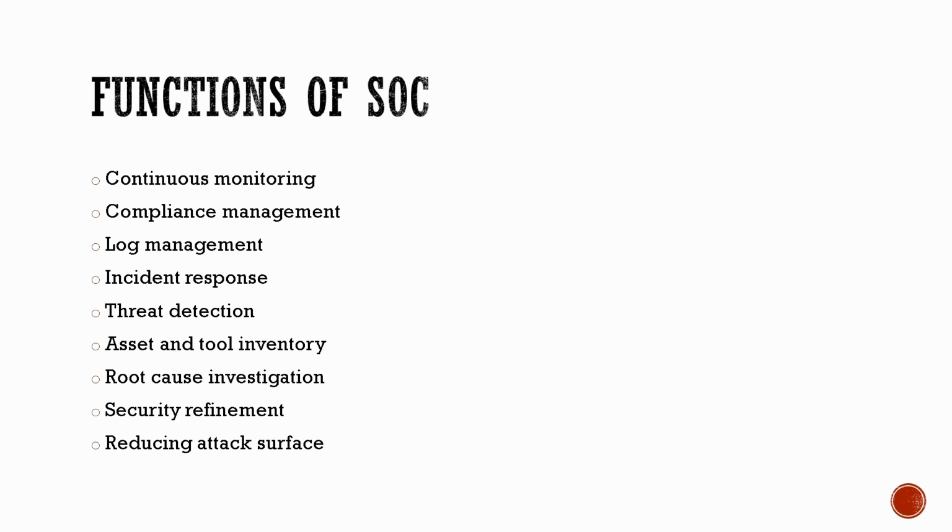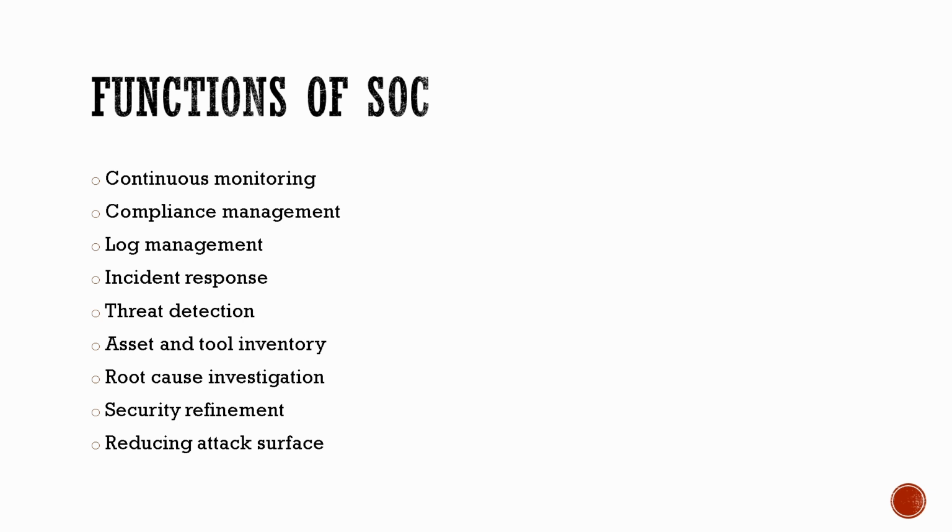The other one is root cause investigation. To prevent future attacks, the SOC investigates what went wrong during the incident, and identifies vulnerabilities and weaknesses in the security system or the process. Then security refinement is where, using the lessons learned from an incident, they update the security practices, improve the policies, and strengthen the overall defense strategy to prevent similar attacks in the future.